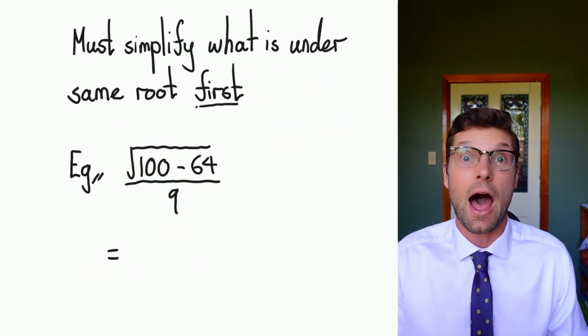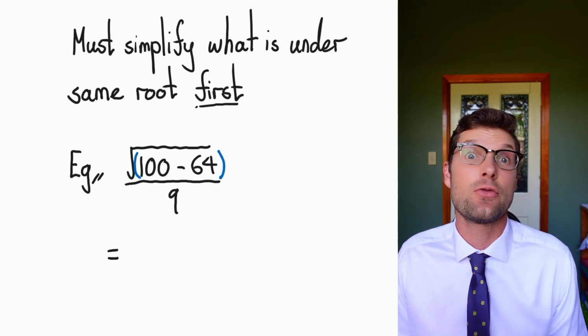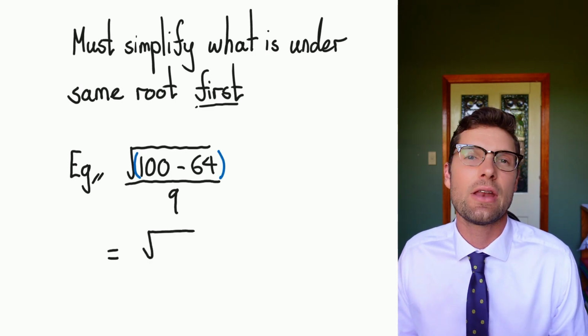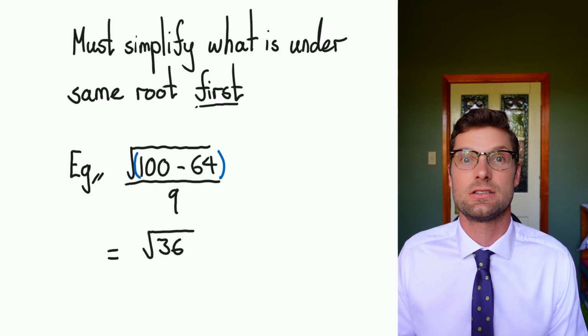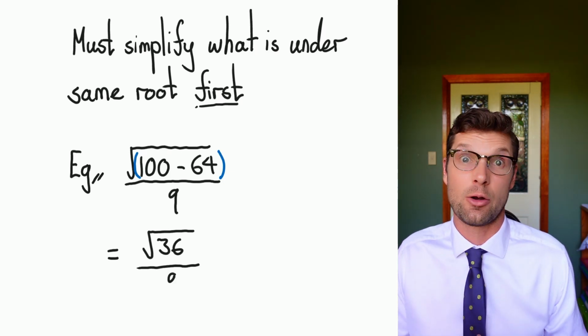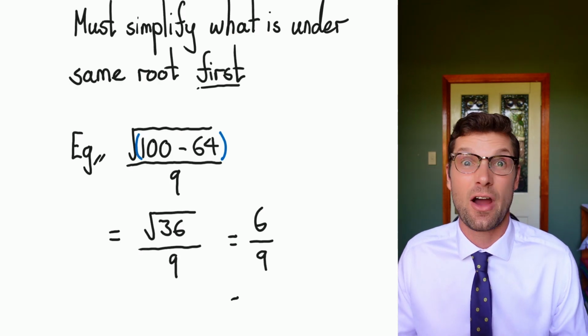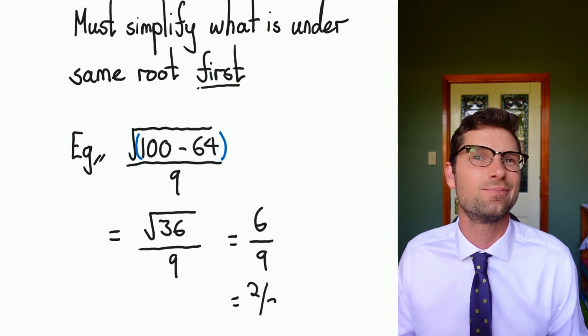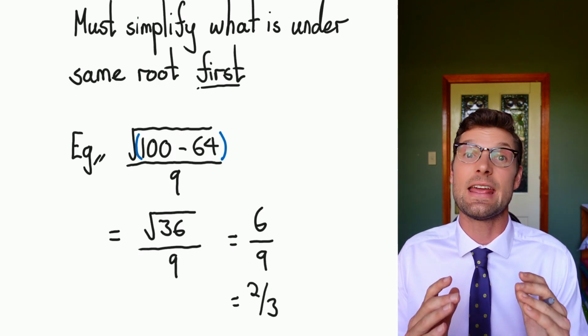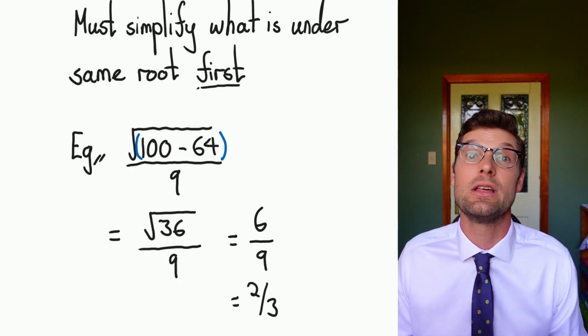So for this, I've got to do the 100 minus 64 first. So that is equal to 36. So now I've got the square root of 36 divided by 9. Square root of 36 is 6, so my answer is 6 over 9. And simplifying fractions, that becomes 2 over 3, done. So just doing that initial bracket first is really important.